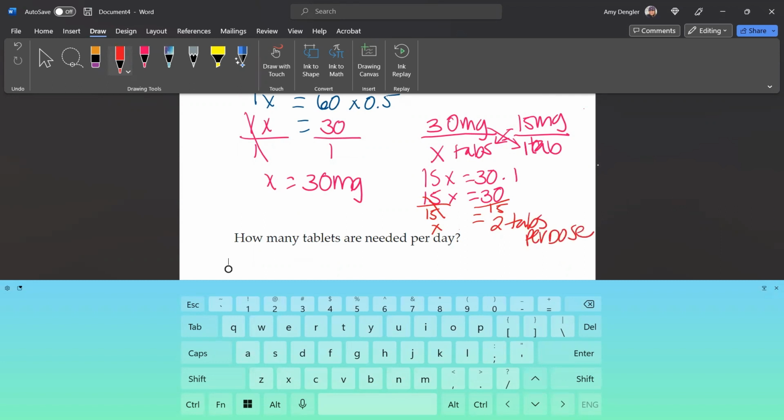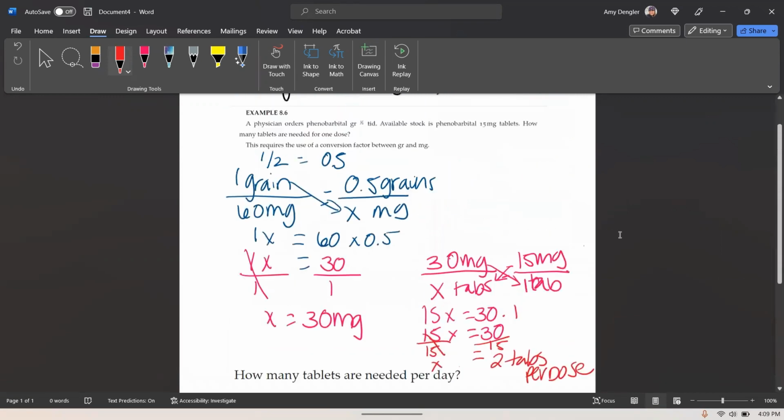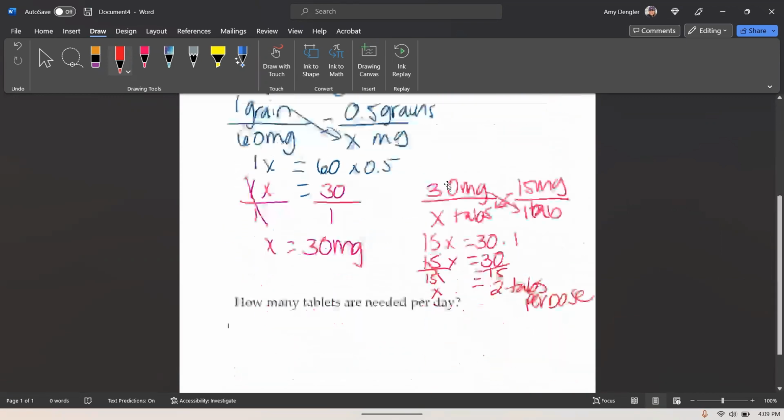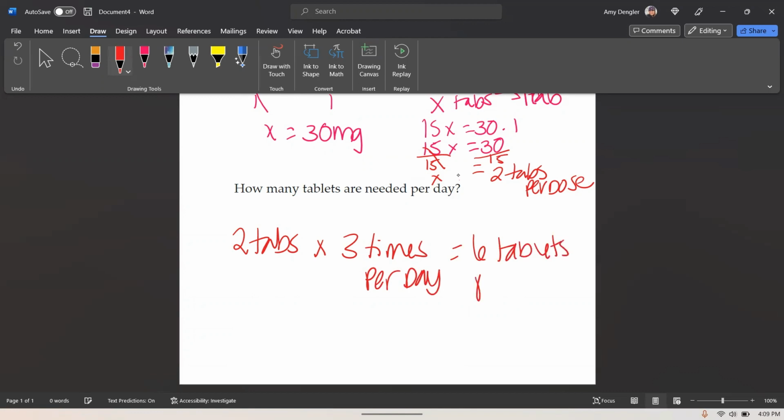But then it's asking how many tablets are needed per day. So it says that they're going to take it 3 times a day. So if they're taking 2 tabs times 3 times a day, 2 times 3 is 6. They're going to need 6 tablets per day.